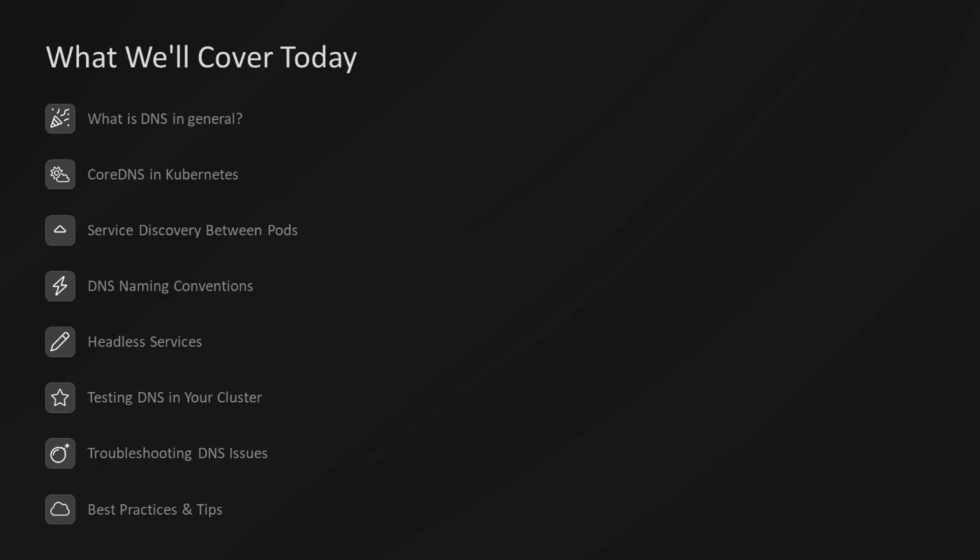Well, here's the thing. DNS in Kubernetes is like the secret sauce that makes everything work together smoothly. It's the reason your pods can find each other, talk to services, and basically not get lost in the maze of your cluster. So grab your favorite drink, get comfortable, and let's figure this out together.